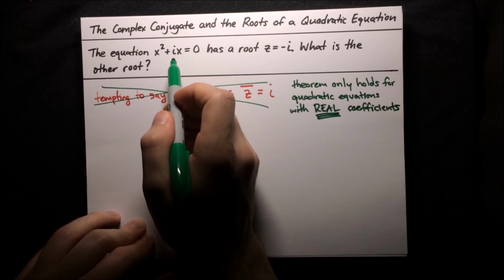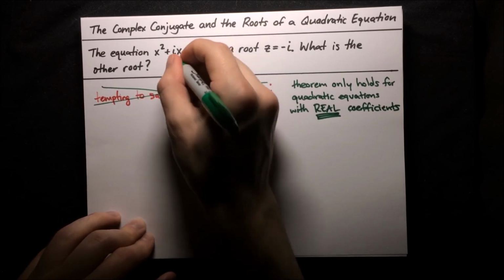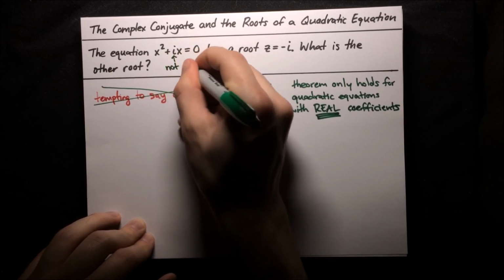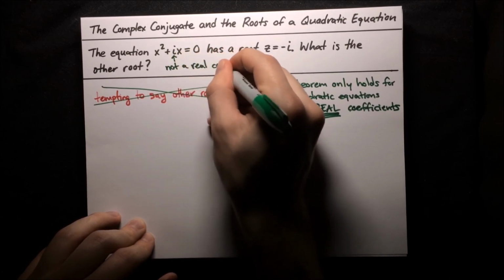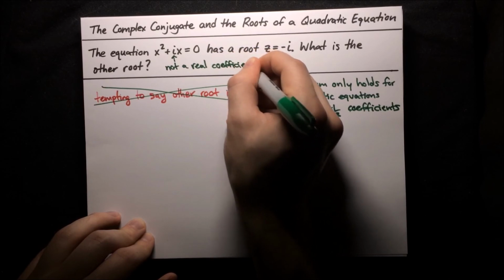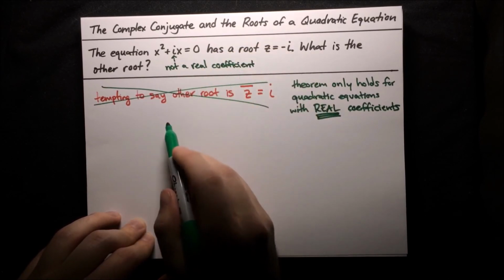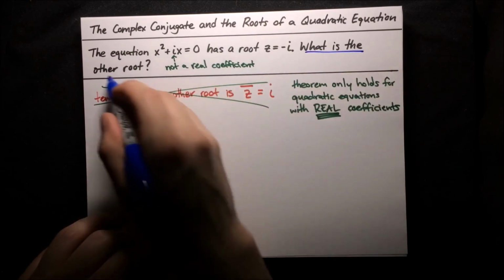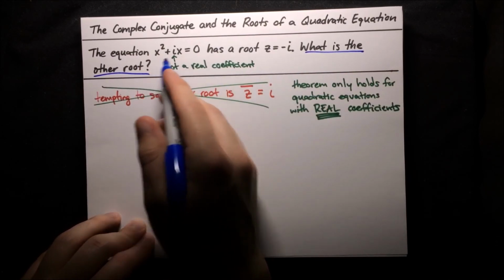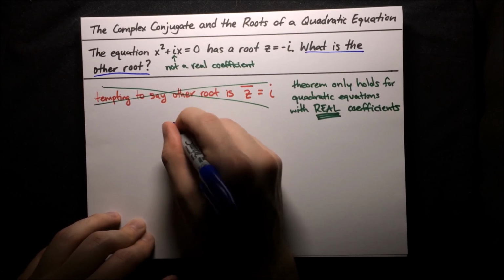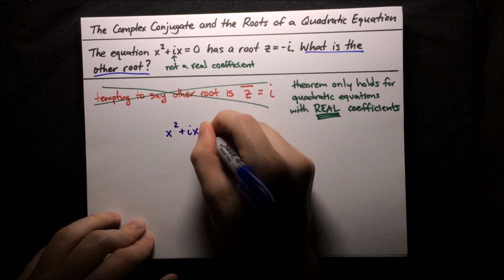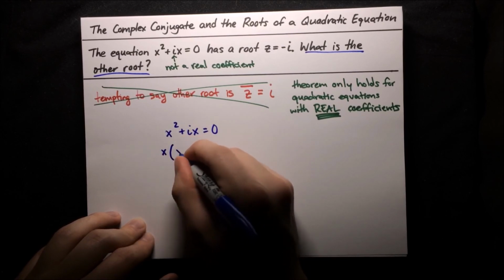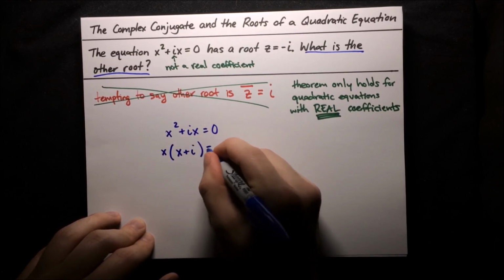But this quadratic equation doesn't have all real coefficients. There's an i right there in the x. That's not a real coefficient. That's an imaginary coefficient. So this theorem does not apply. So what is the other root then? How do we find it? Well, we can just factor this one. Let's just write it out. x squared plus ix equals 0. Just factor out an x to get x times x plus i equals 0.